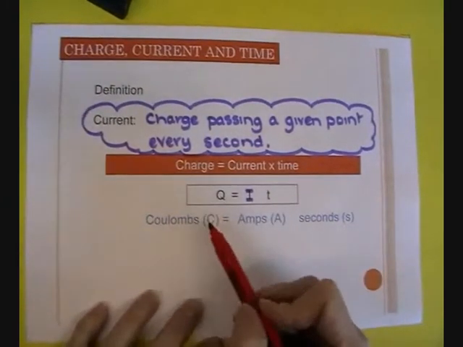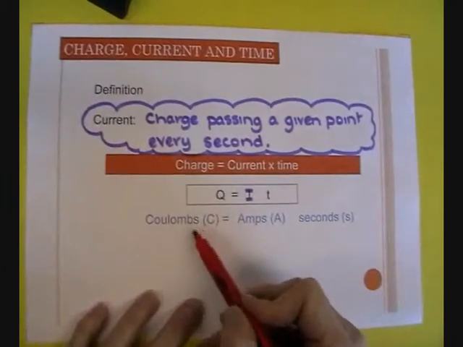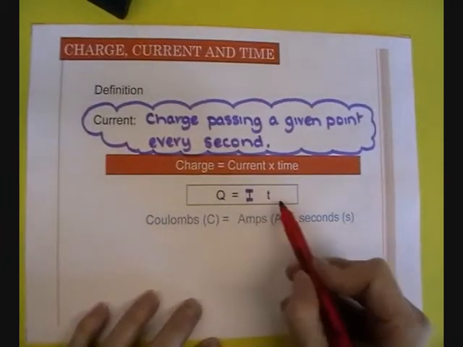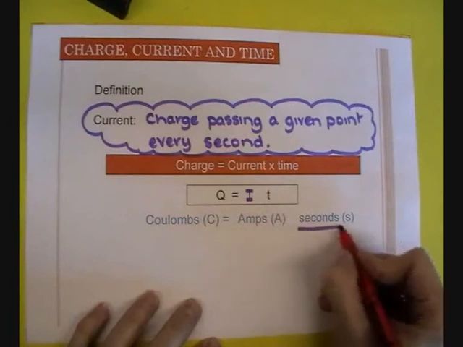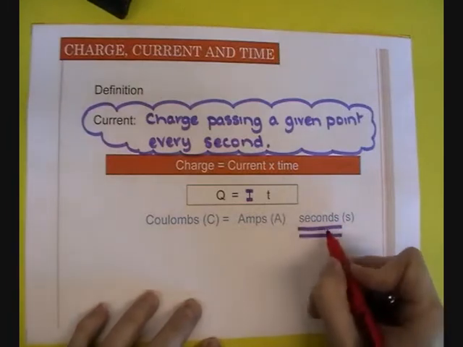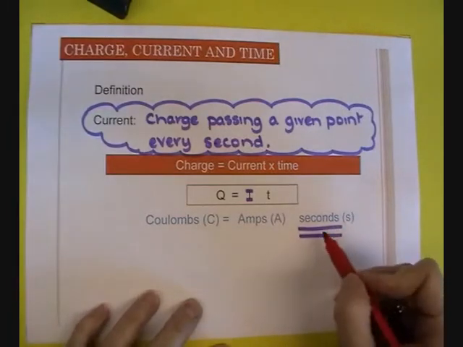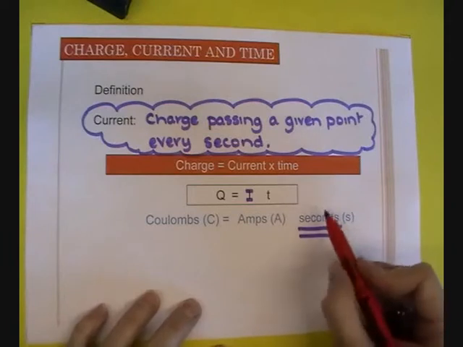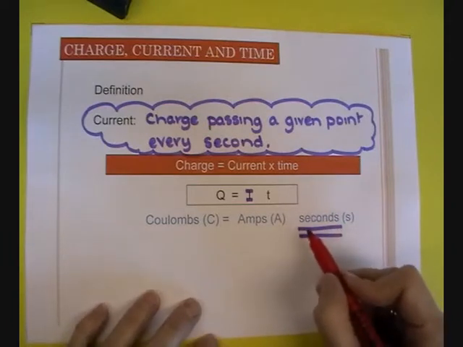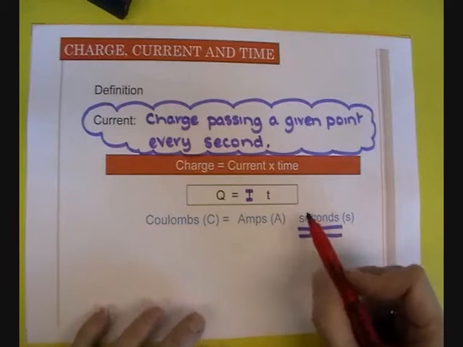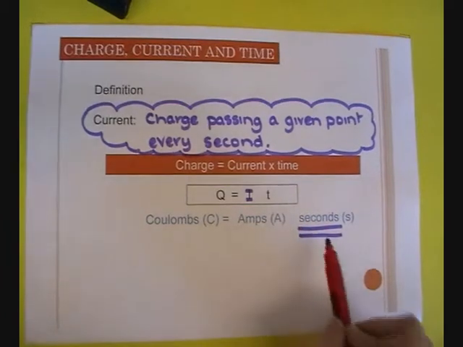And you need to be very careful. Charge is measured in coulombs, current is measured in amps, but time has to be in seconds. And very often when we switch things on, we switch them on for a minute or for an hour or even for a day. But time is measured in seconds. When you do this calculation, you have to always convert your time into seconds.